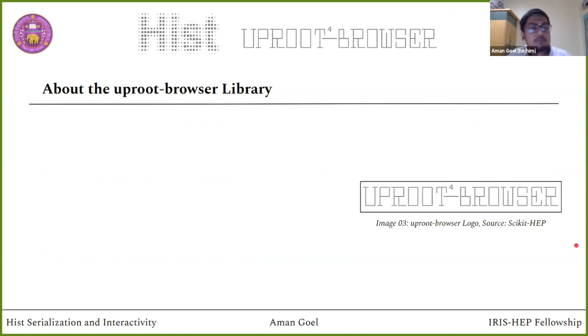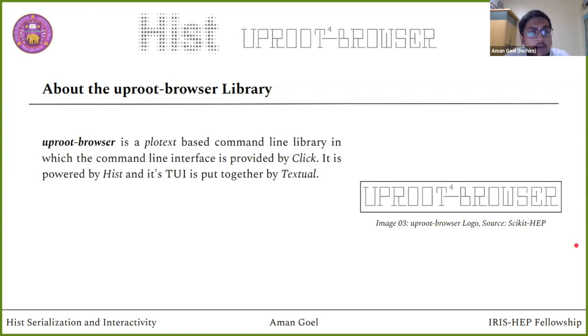So now I'll talk about Uproot browser, which was the majority of the work that I did. Now, Uproot browser is a Plotext-based command line library in which the command line interface is provided by Click, which is another Python library. And we use Click to basically interface with the command line via commands. Say we're giving a flag or a file or a path over the command line itself. That is all operated by Click. And it is powered by Hist in the background, where it uses Hist to interact with the histogram objects. And the TUI is put together by Textual.